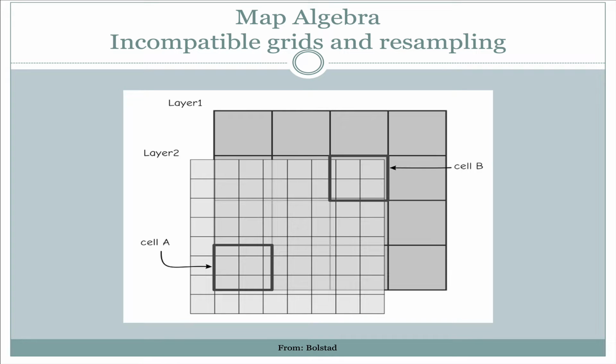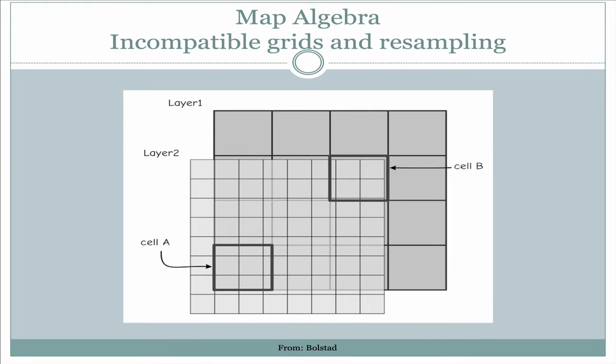When we talk about map algebra, what we're talking about is a cell by cell combination of raster data layers. So this really feeds right into raster analysis. In this example here, we can see one thing that's important to consider in map algebra and raster analysis, and that is that the grids have to be compatible.